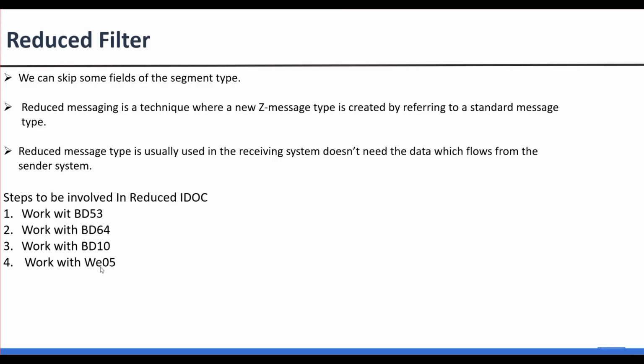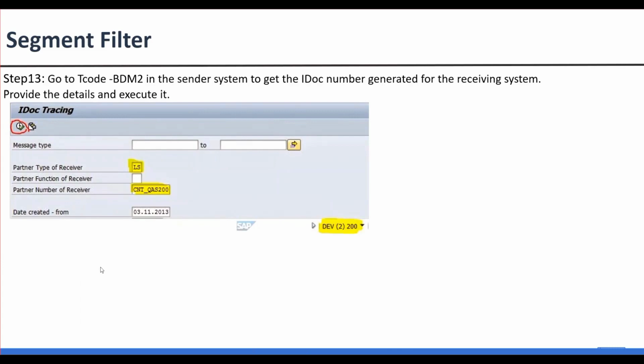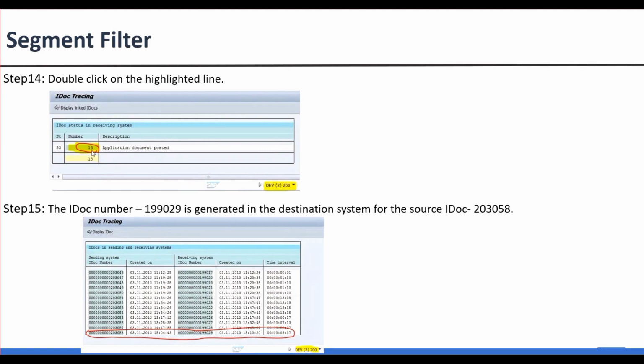Then again you can run the BDM2 transaction code and enter the receiver system name on the sender system side only. Then again a number will be generated, double click on that number, and you can see the same steps repeating from the sender side. This is the filtering we are applying at the IDOC level.